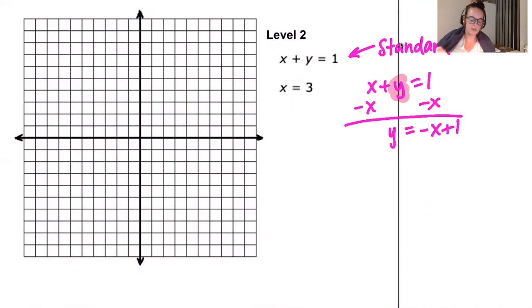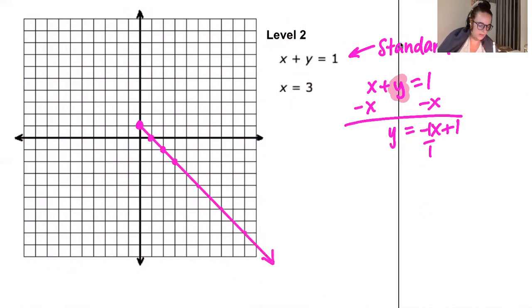So when I graph this one, I'm going to start at positive 1. And remember that the slope is negative 1 over 1. So down 1 over 1, down 1 over 1, down 1 over 1. Just like we have been practicing. So we're getting some good graphing practice here.